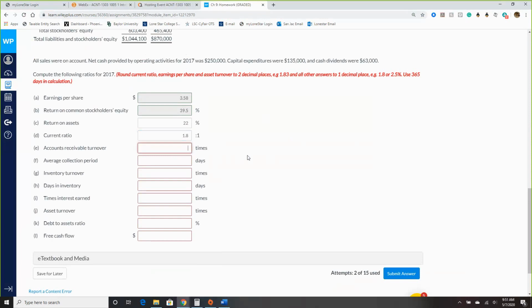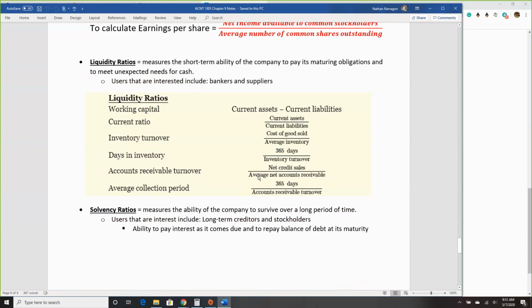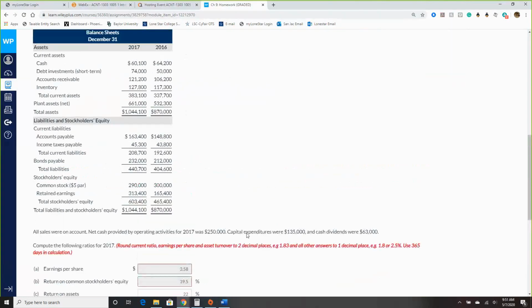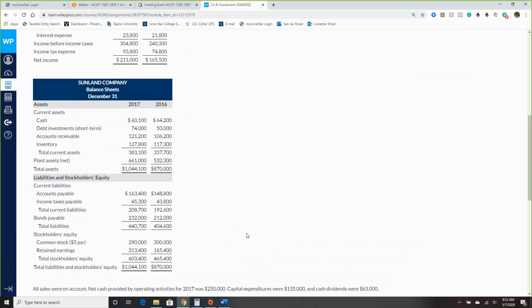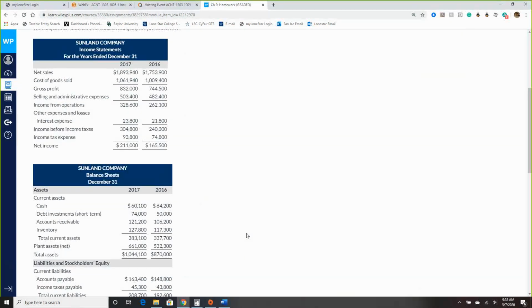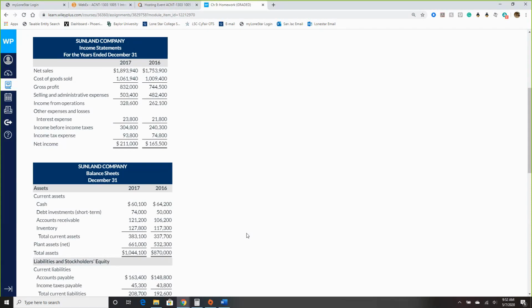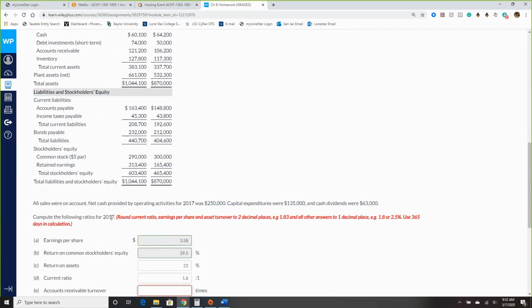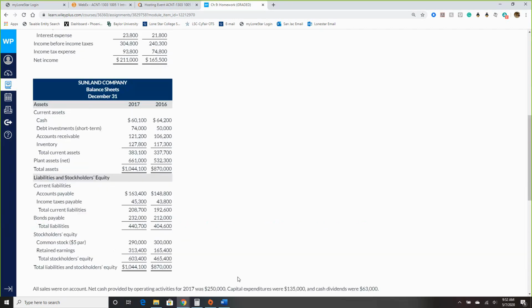Alright, now it's accounts receivable turnover, which is net credit sales divided by average net accounts receivable. Okay, so we got net sales. This says net cash provided by operating activities was $250,000.